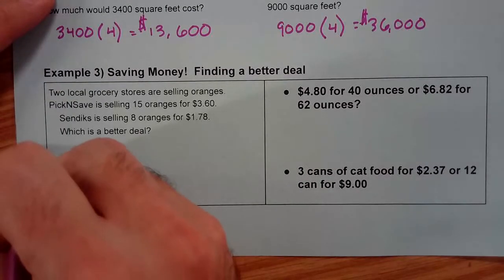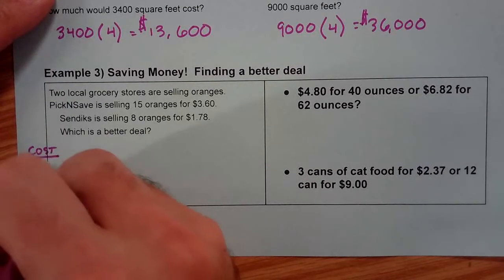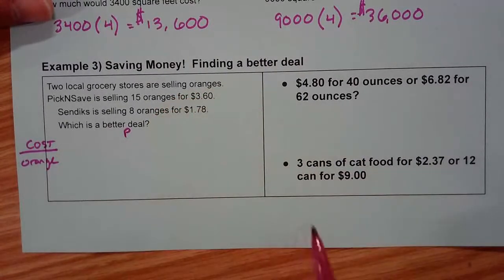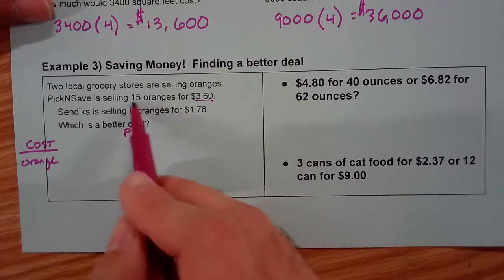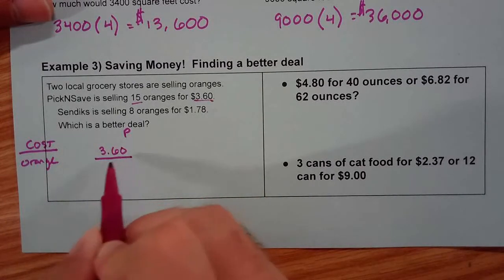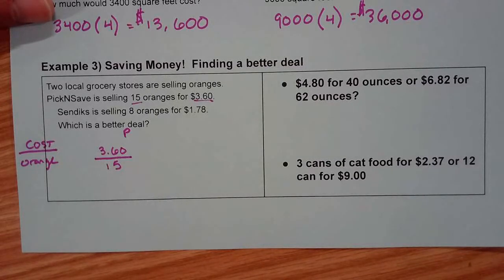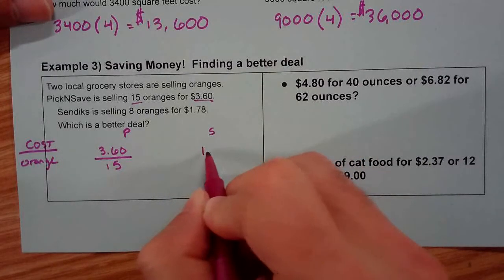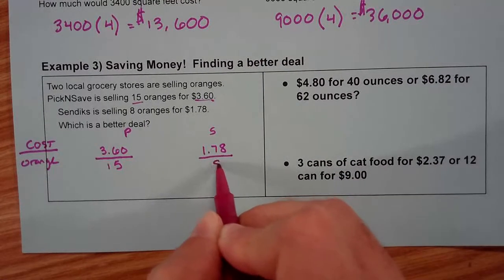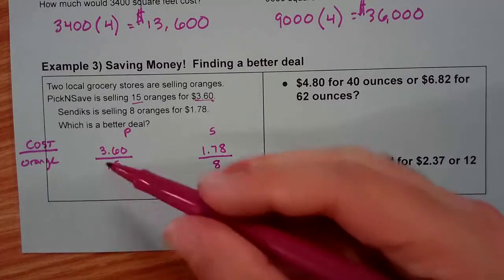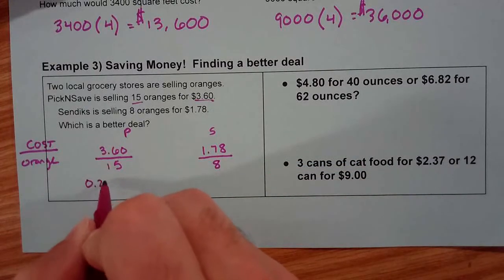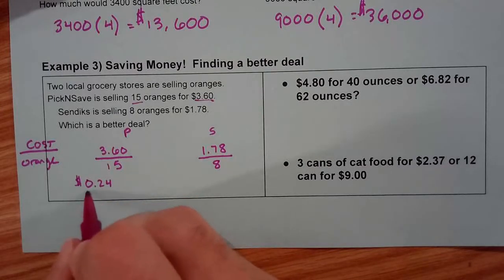Well, what I'm really trying to find is the cost per orange. So if I want cost per orange, I'm first going to look at Pick and Save. Cost is $3.60 for 15 oranges. So $3.60 on top to match my cost, divided by 15 oranges on the bottom. For Sendix, it's $1.78, which is my cost, on top divided by my number of oranges, 8. I'm going to go ahead and divide $3.60 by 15 oranges. That gives me 0.24 or 24 cents per orange.